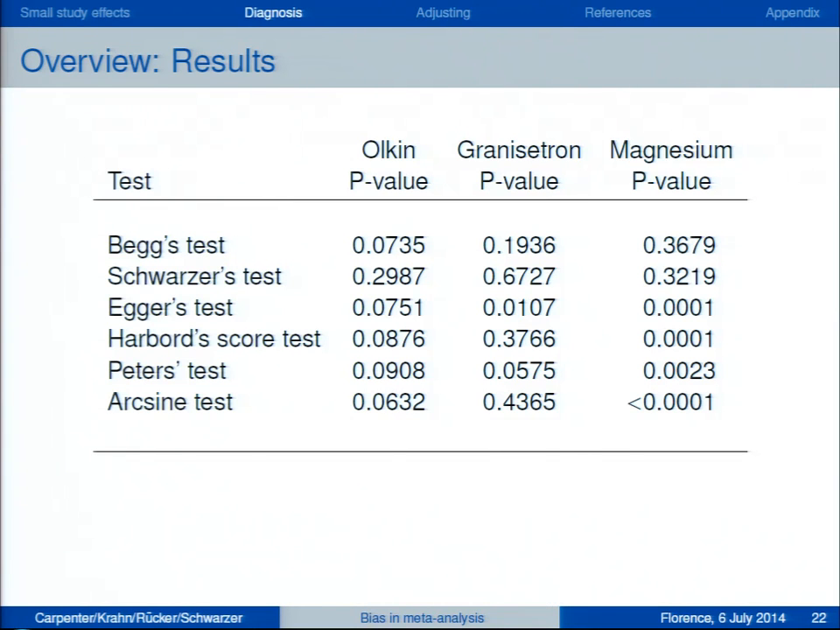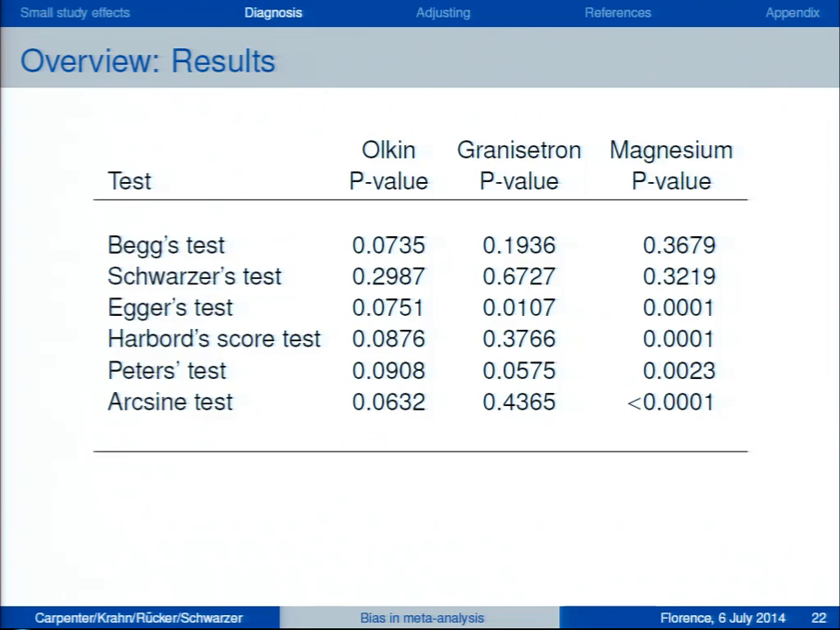The Granisetron example, the Harvard score test here doesn't handle this additional heterogeneity very well. The Peters test doesn't handle this asymmetry very well either, and so it gets a bit confused, so it's a bit significant. And Egger's test here also.